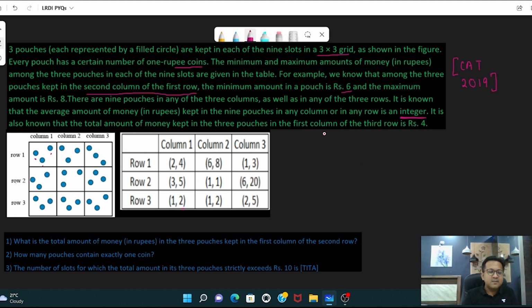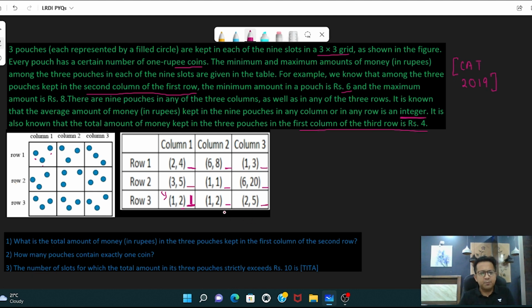And they are also saying that the total amount of money in first column, third row is rupees 4. So let's locate that. First column, row 3 is this one. Total is 4. So we already have 1, 2. So the unknown number has to be 1, because the total across all the 3 pouches is 4. So 1 plus 2 is 3, and the total is 4, so this unknown number should be 1. Correct? So in every cell there is one unknown number which you have to determine. I'm just putting a dash, and remember we need to fill that dash.